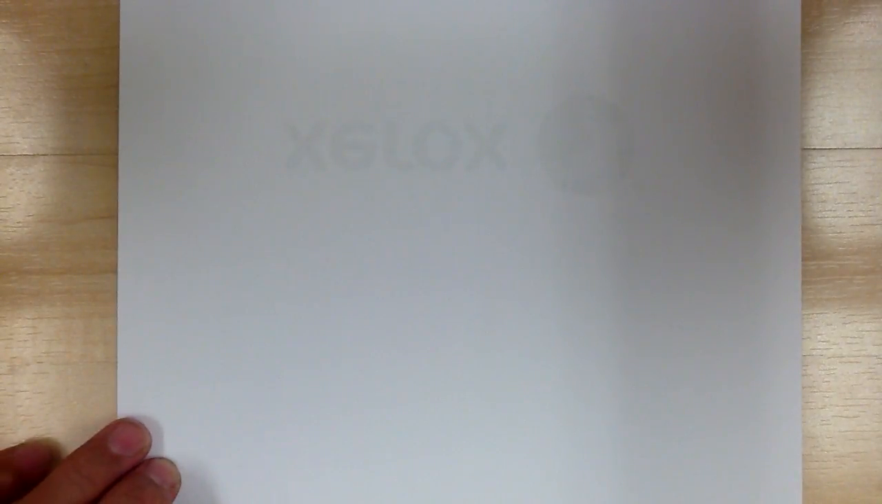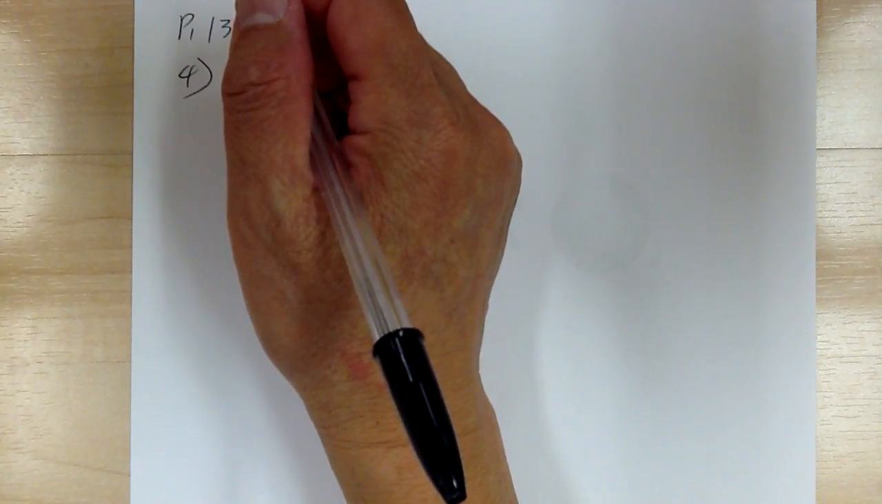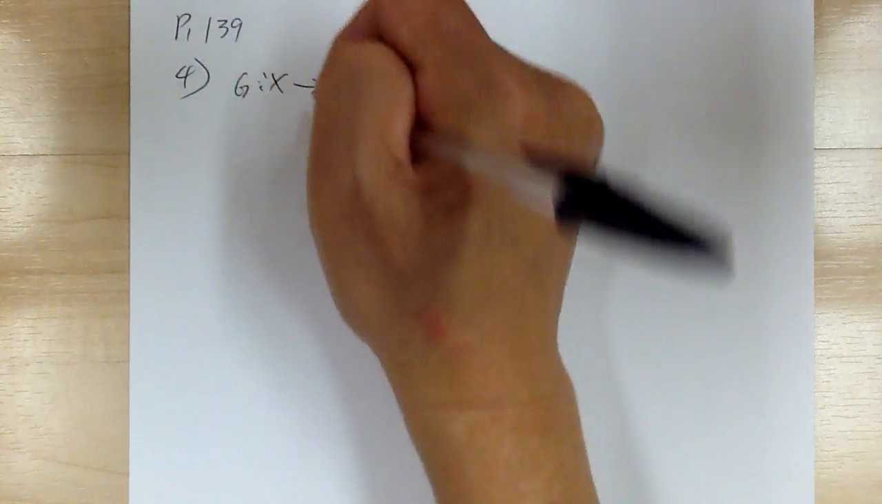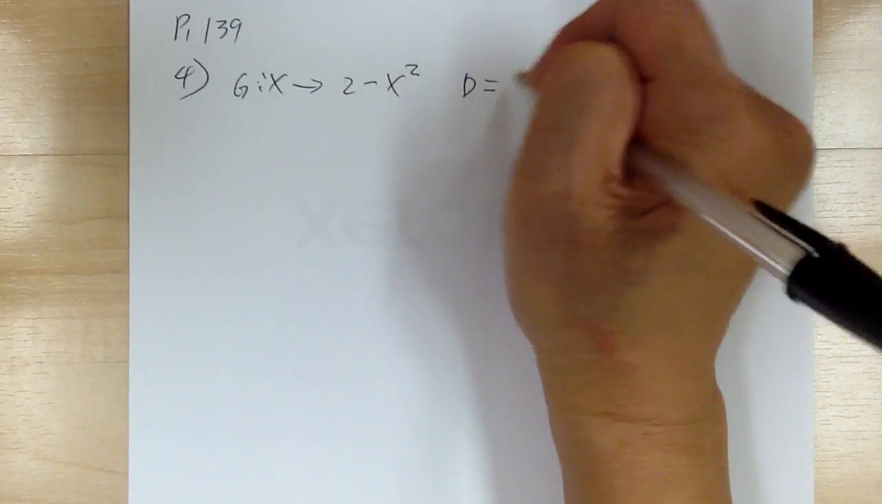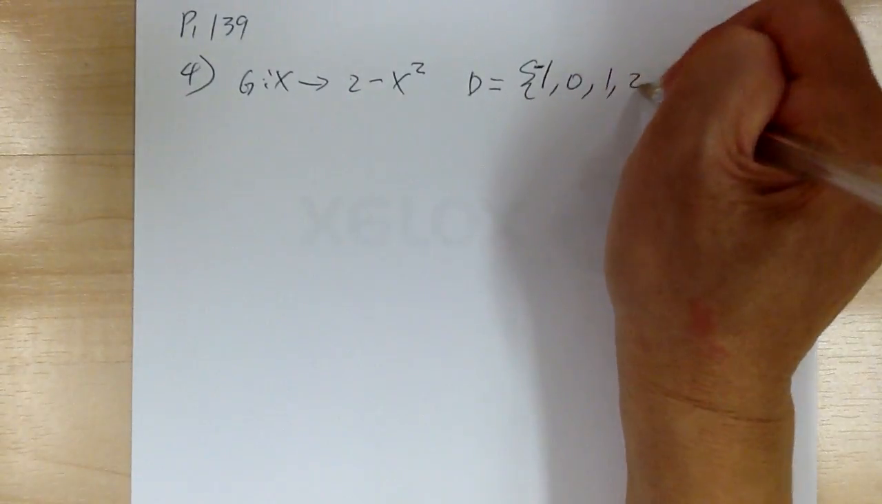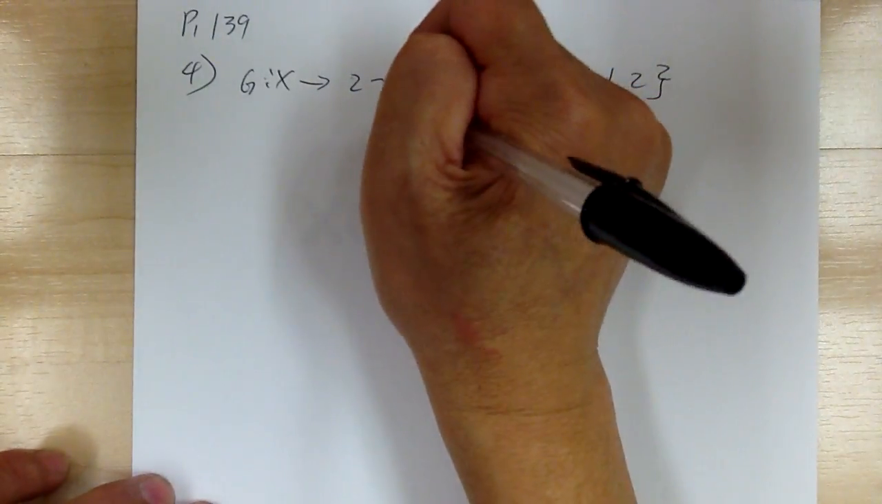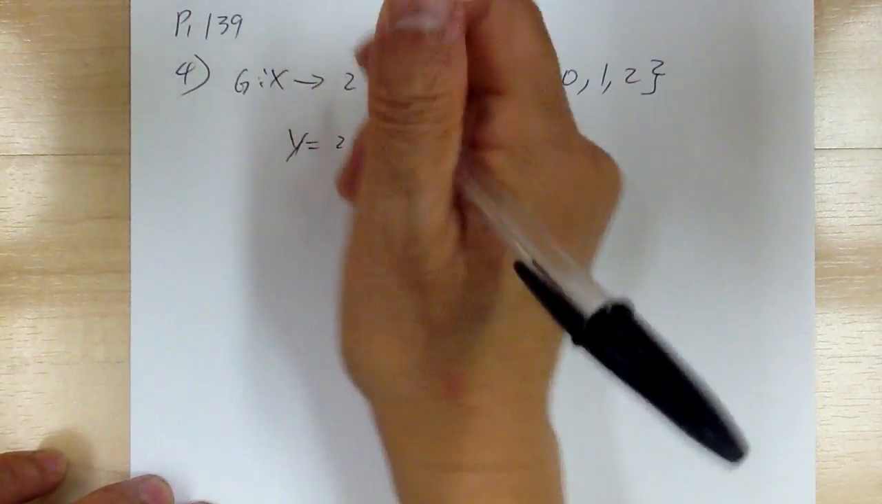Okay, let's go to page 139, number 4. Okay, number 4, you have g of x such that g of x equal to 2 minus x squared. And the domain is negative 1, 0, 1, 2. Okay, so basically what it's saying is that y is equal to 2 minus x squared. That's all it's saying.